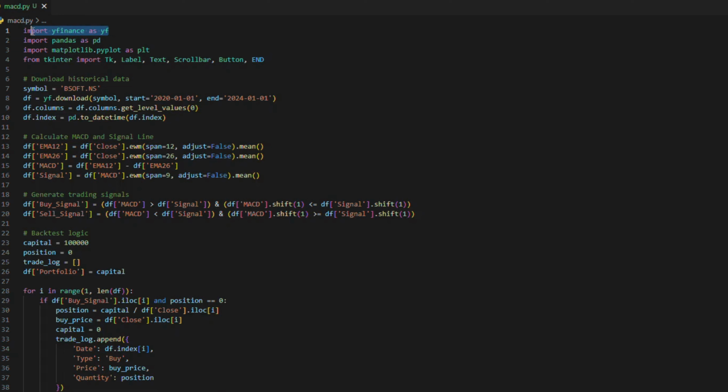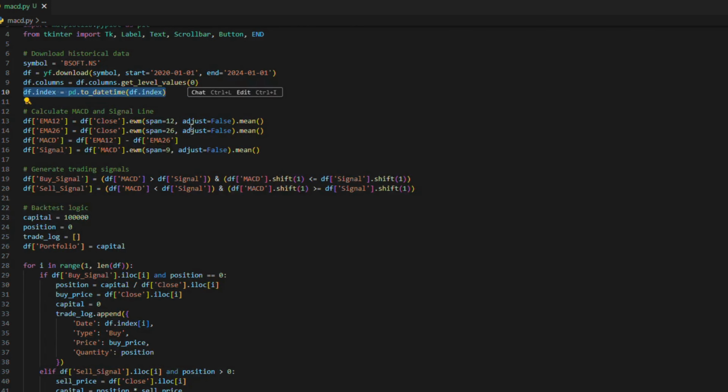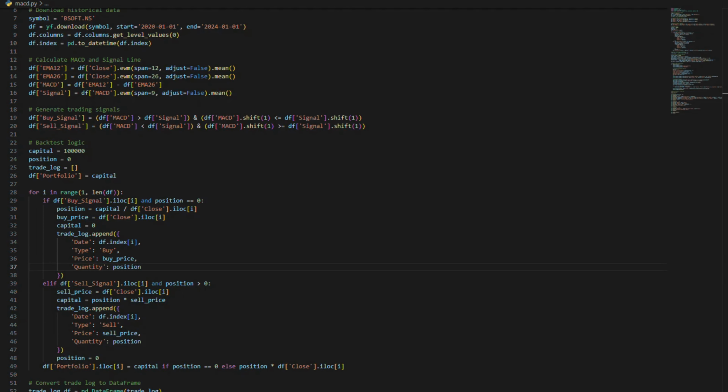We're using the yfinance library to pull historical stock price data from Yahoo Finance. The symbol we're working with is BSOFT.NS, which refers to BSOFT traded on the NSE in India. We pull data from January 1st, 2020 to January 1st, 2024, which gives us a solid 4-year range to analyze. We make sure the data's index is set to a date-time format, which is super important when you're plotting or analyzing it over time. Now comes the heart of the strategy, the MACD, short for Moving Average Convergence Divergence.